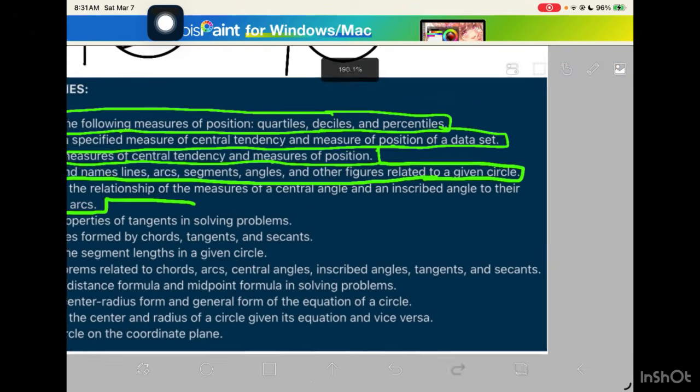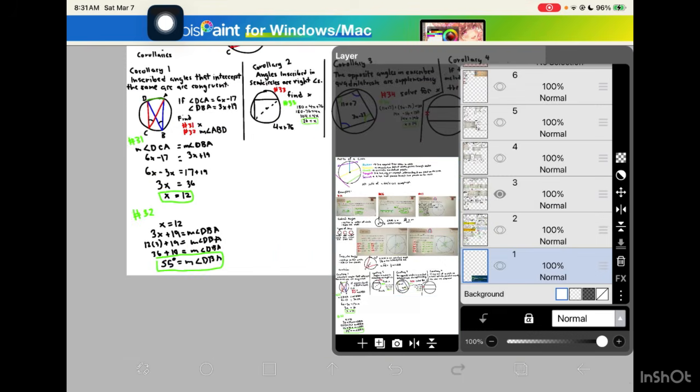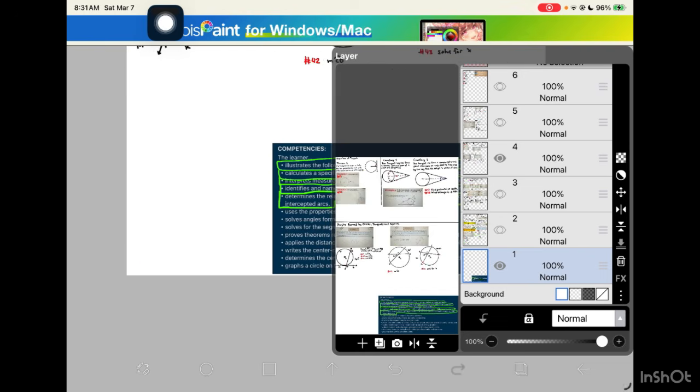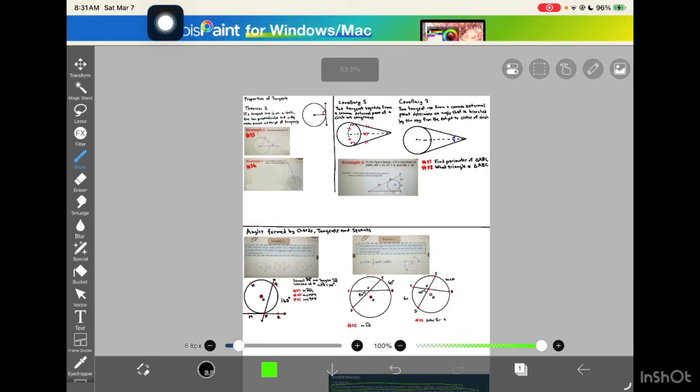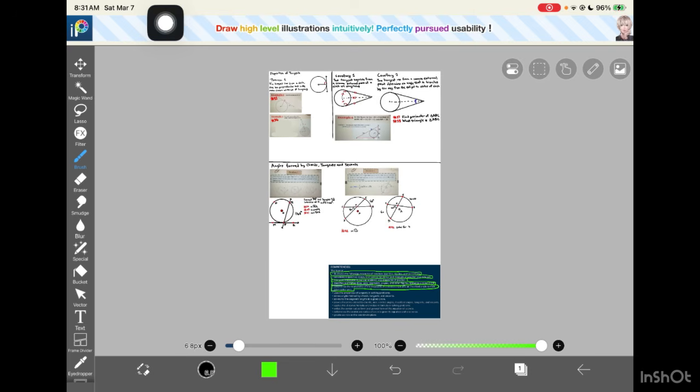Okay, tangents. I believe page 3 is about tangents. Okay, tangents. Page 4. Tangents. Is this about tangents? Yes, a few of them. Okay, so short minute break and then I'll be back.